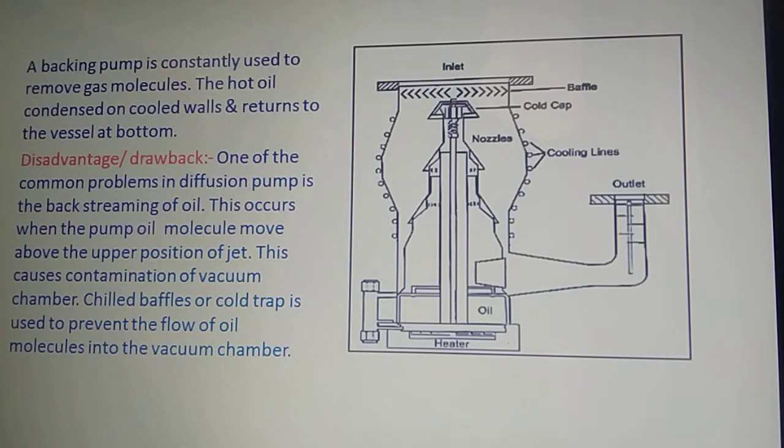One drawback or disadvantage of this diffusion pump is the backstreaming of oil. This occurs when pump oil molecules move above the upper position of the jet. This causes contamination of the vacuum chamber. Chilled baffles or a cold trap is used to prevent the flow of oil molecules into the vacuum chamber, right?